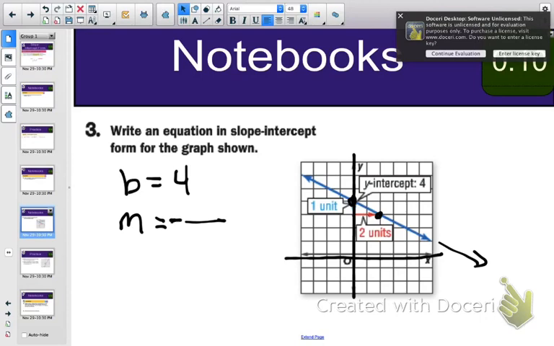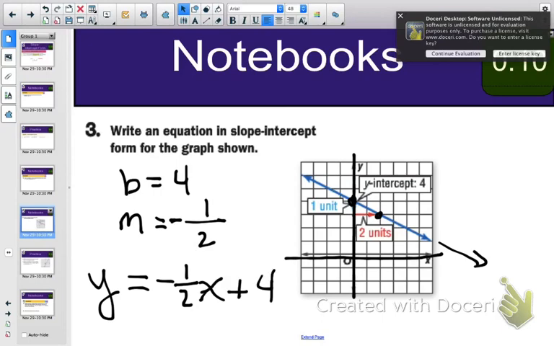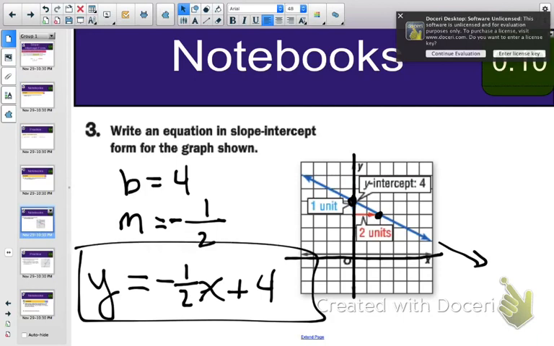And then my rise is going to be 1. Run is going to be 2. So you can write it like this, or you can do negative 1 over 2, or you can even do 1 over negative 2. Doesn't matter. Or you can just leave the negative in the front like that. And now we just write the equation. Y equals m, which is negative 1/2, x, plus b, which is 4. That is our equation. So find the y-intercept first, then use 2 points to find the slope.